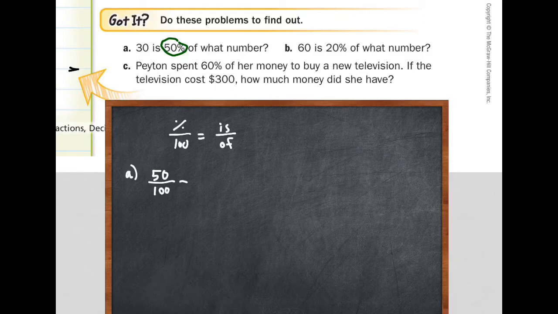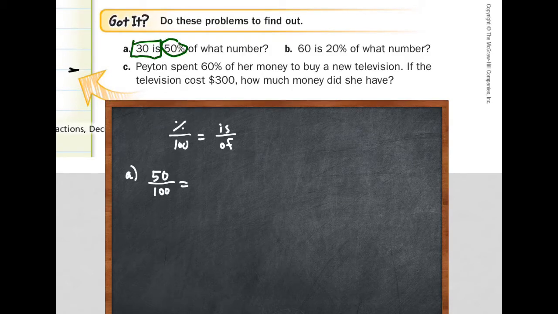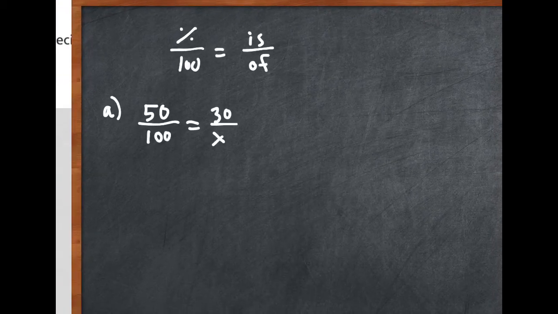Now remember, equals is over of. So we have our is number, 30 is. And our of number, of what number? When we write that, remember 30 is the is number, so it goes on top. Of what number? We don't know, so I'm going to put an x. All right, so this is the first thing you should have. We have our numbers in the right spot. But now we have to solve. So look at here, going from 50 to 30. Well, you could probably figure that out, but it doesn't divide. 50 divided by no nice number is 30.